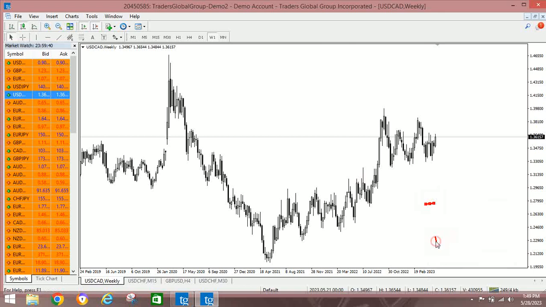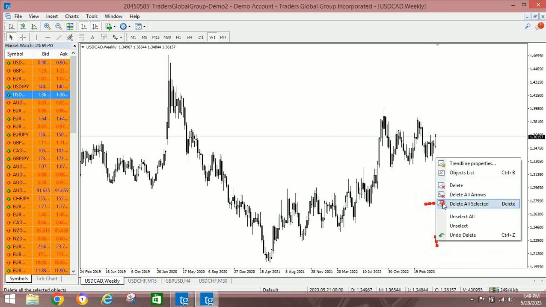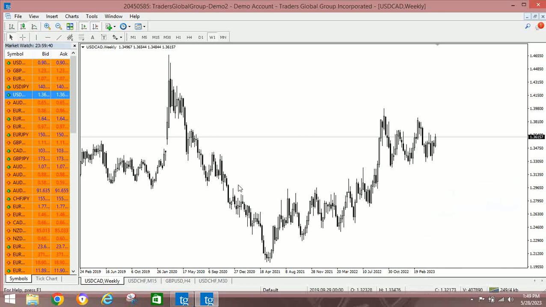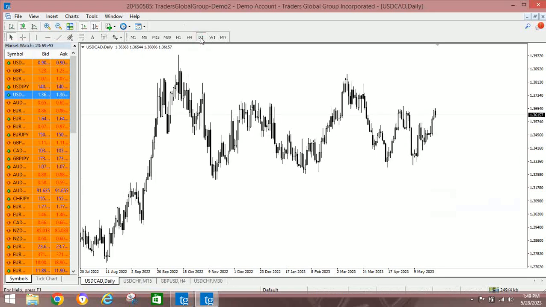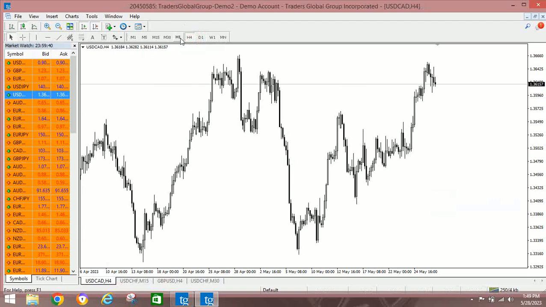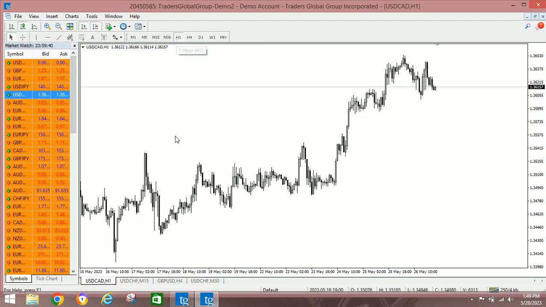So I just want to do that. I don't know why this is so annoying. So this setup here, this is a nice setup on the USD CAD. I haven't been looking at USD CAD in a minute, so let me just look at this. What is actually happening here?